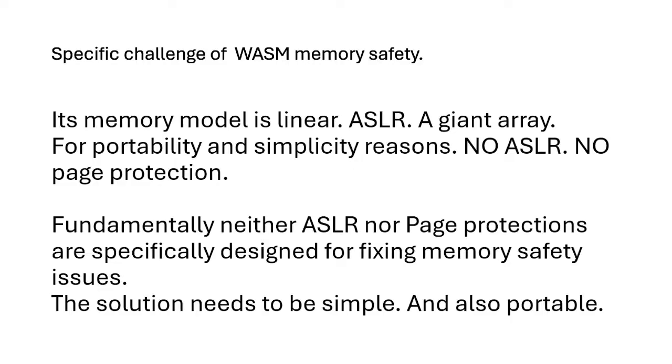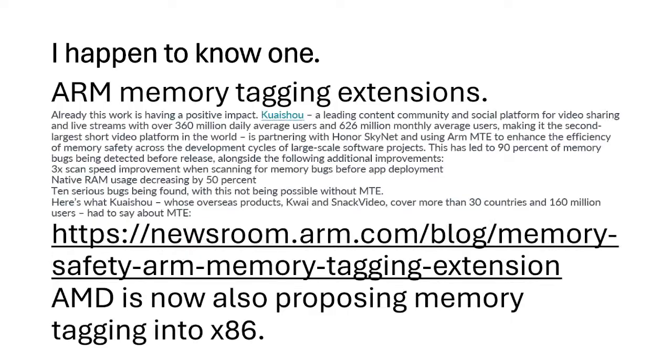I happen to know one that is simple. I've read about the ARM Memory Tagging Extension, and for example they mentioned Kuaishou, a leading content platform, which detected 90% of bugs before release, got 3 times the scatter speed, and native RAM decreased by 60%, which is all good stuff, right?